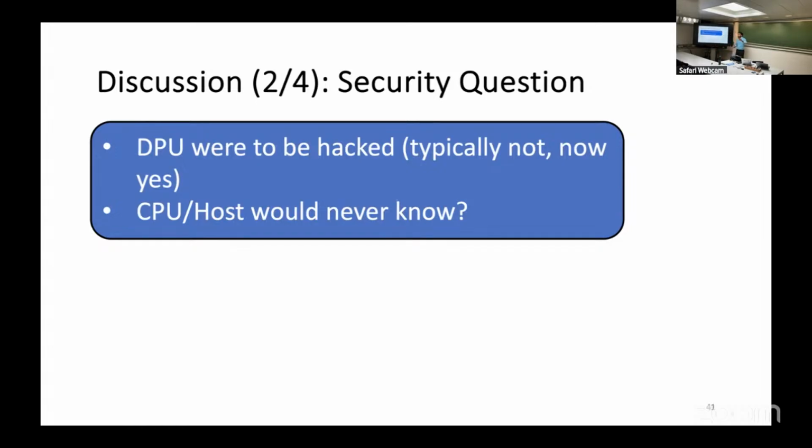There wasn't much that could happen if one DPU were hacked. Now they're all interconnected. They can all be sharing data amongst each other. They can propagate. How do you think that could affect it? Is there a way we could solve this somehow? And my other point was, would the CPU or the host ever know the DPU has been taken over? Because they're quite separated from one another. Any ideas there?